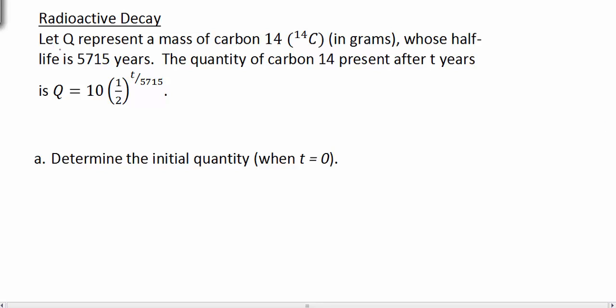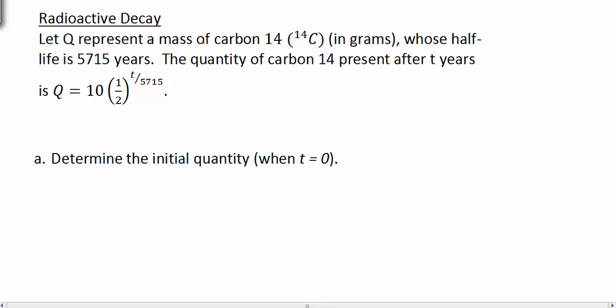It says here we want to let Q represent a mass of carbon-14, in grams, whose half-life is 5,715 years. The quantity of carbon-14 present after t years is given by this equation: Q equals 10 times 1/2 raised to the t divided by 5,715. Now let's go back to this problem here.